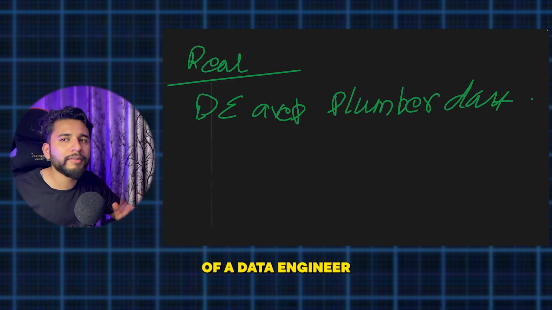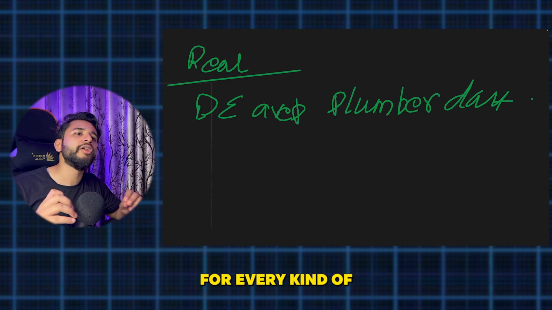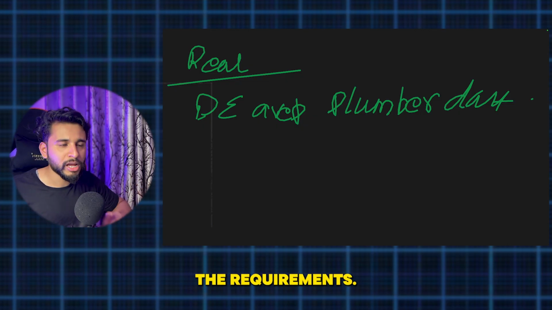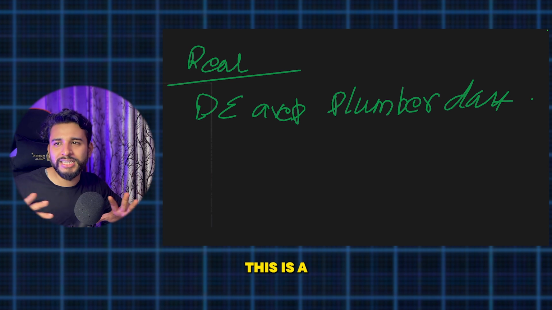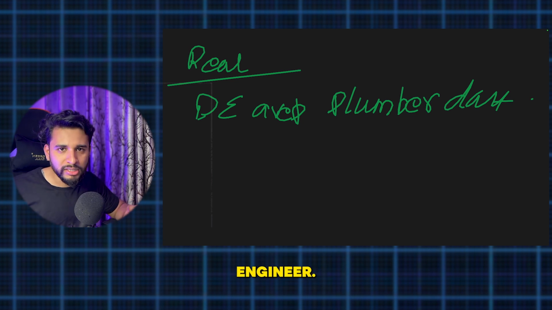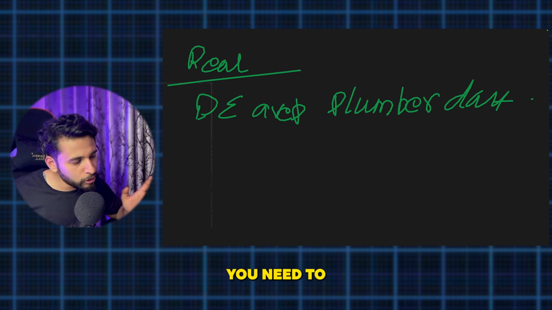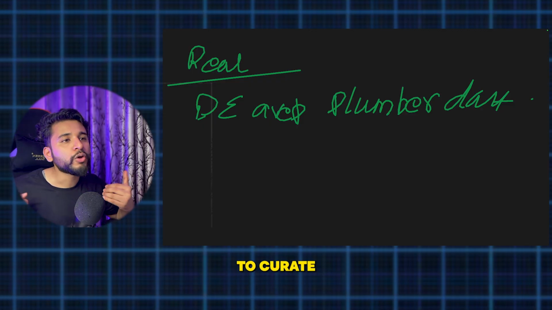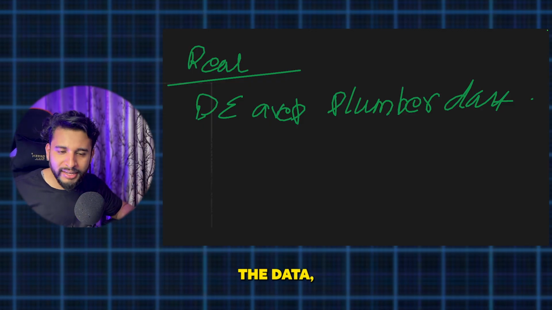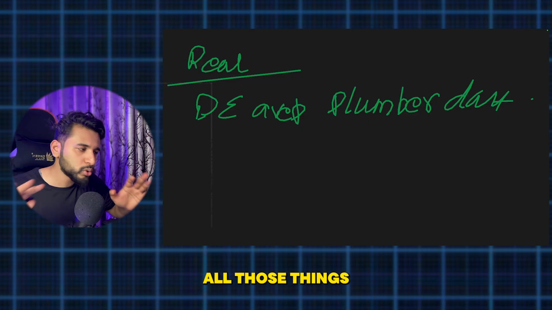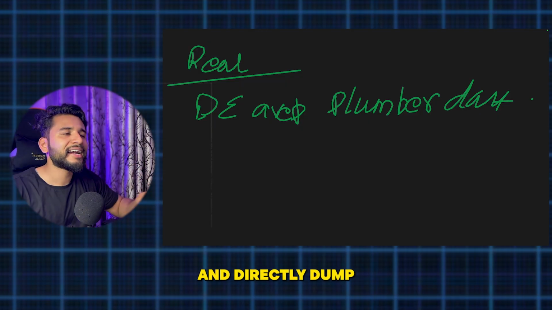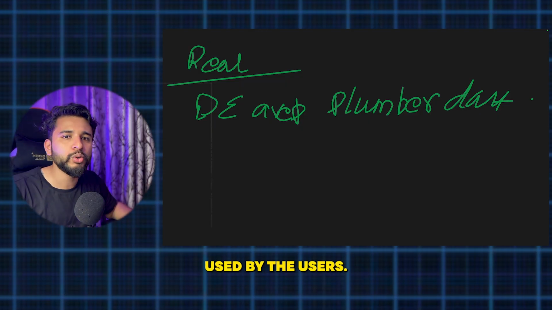That is the whole work of a data engineer, to make the data available for all the users, for every kind of use case as per the requirements. This is a very simple definition of a data engineer. Different kinds of sources are there. You need to fetch the data from there and curate it. You need to understand the data and make a pipeline that does all those things in an automated manner, and directly dump the data somewhere where it can be used by the users.